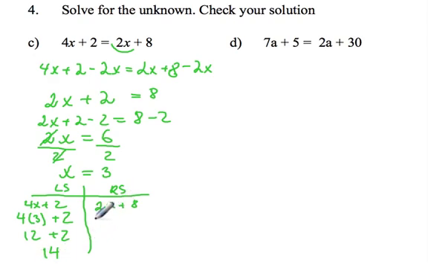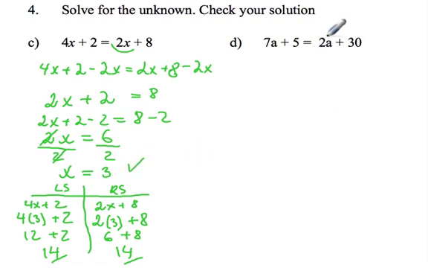On the right side, same thing, we are going to substitute the solution. 2 times 3 plus 8. 2 times 3 is 6 plus 8. 6 plus 8 is 14. Left side equals right side. We have checked the solution and it is correct.